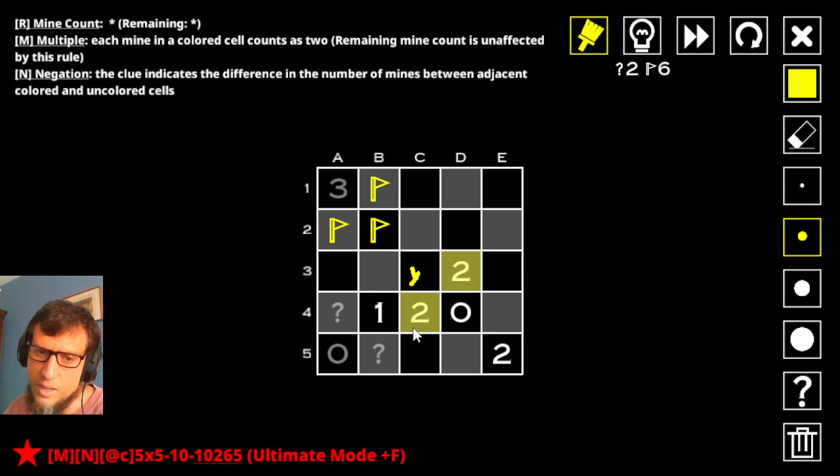Because if it were that, then this 1 wouldn't have any way to get to be 1. In other words, if this isn't a mine, then there's kind of 2 possibilities. Either this isn't, which would mean that isn't, and that is. And oh no, that's actually not a possibility. Okay, so actually what happens is that these are both mines.